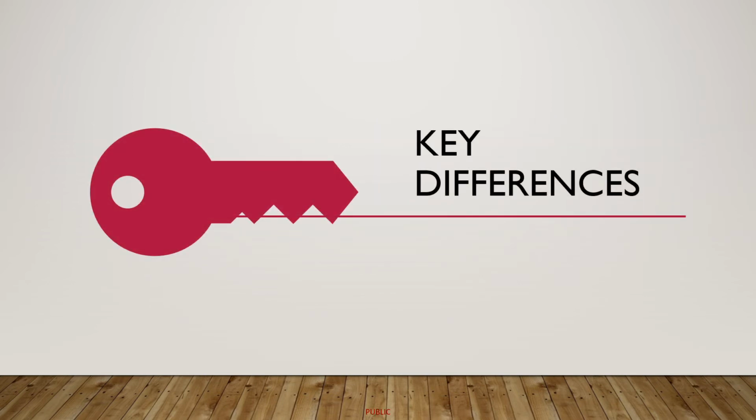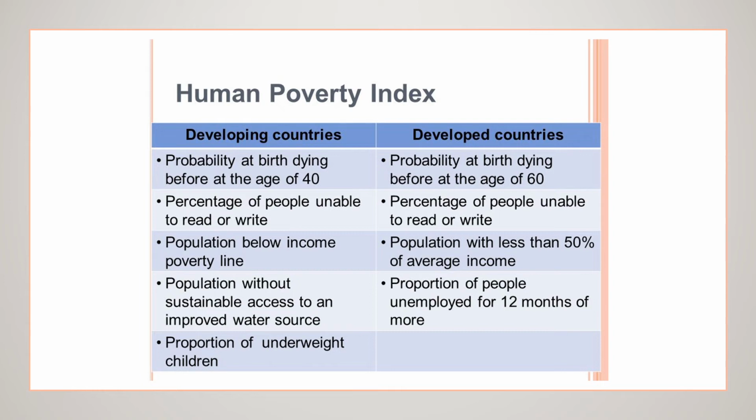So now I will tell you about the key differences between both of them. First of all, the human poverty index. In developing countries, the probability at birth of dying before the age of 40 is high, but in developed countries the age is 60. The percentage of people unable to read or write is high in developing countries, but in developed countries it is less. Then the population below the income poverty line is very high in developing countries, but in developed countries it is the population with less than 50% of average income.